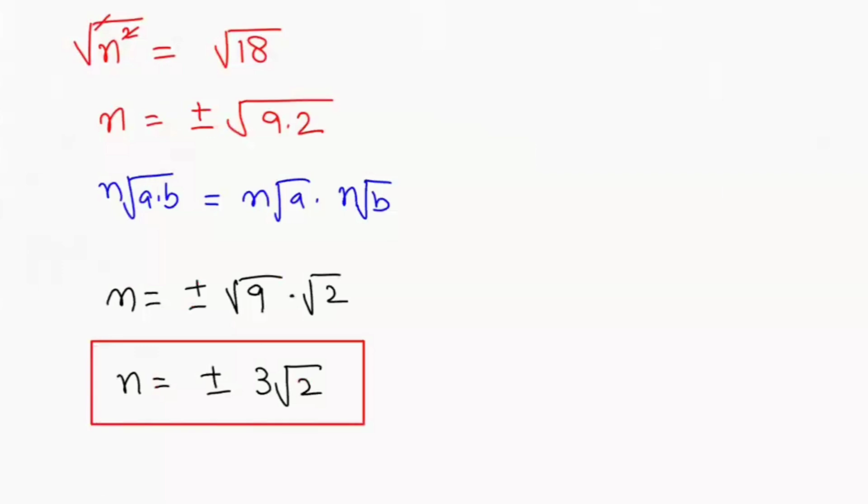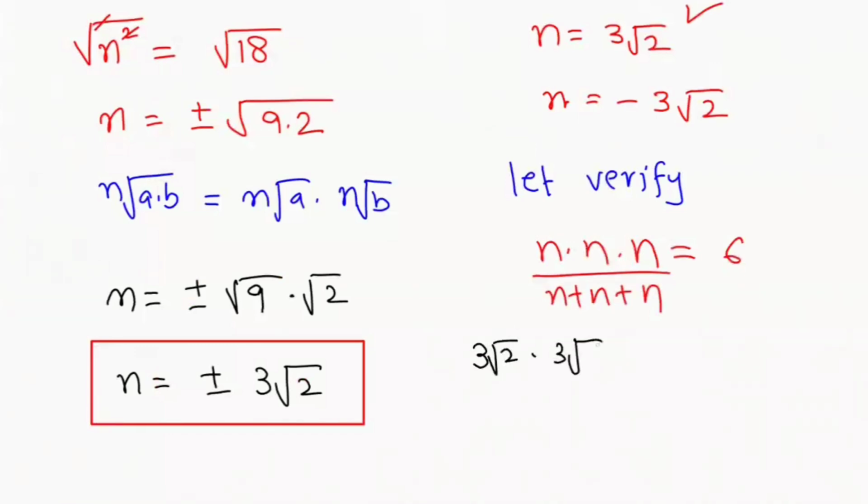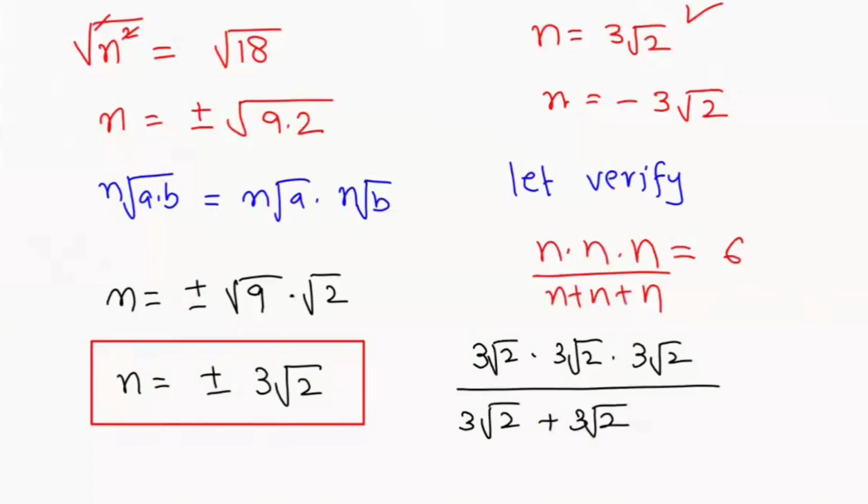So here we get the two n values. The first one is positive 3 root 2, and the second one is negative 3 root 2. Now let's verify our answer. The equation we have is n times n times n over n plus n plus n equals 6. First I am going to take the positive one. So this will be 3 root 2 times 3 root 2 times 3 root 2 over 3 root 2 plus 3 root 2 plus 3 root 2 equals 6.